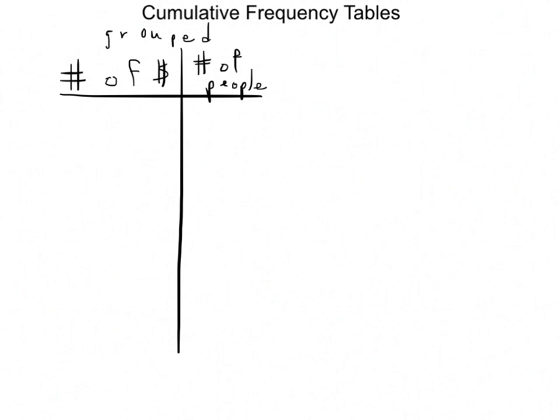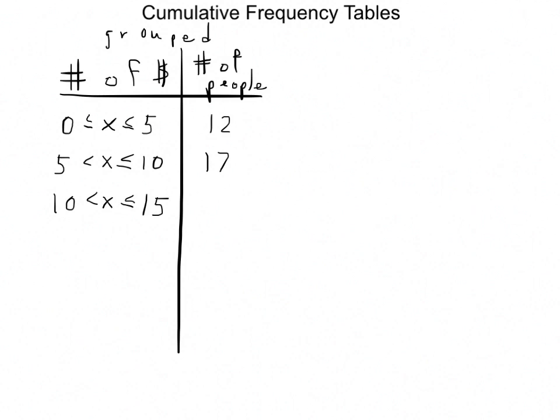So in a grouped frequency table, we might have something like 0 is less than or equal to x is less than or equal to 5. You might say, okay, 12 people spend that much on dinner. In the next group, 5 is less than x is less than or equal to 10, and there are 17 people in this group. Then 10 is less than x is less than or equal to 15, and maybe there are 8 people in this group. And then 15 less than x less than or equal to 20, we'll say there are 3 people in this group. And some of you are like, oh my god, why are you spending $20 on dinner? Well, maybe it's a nice dinner.